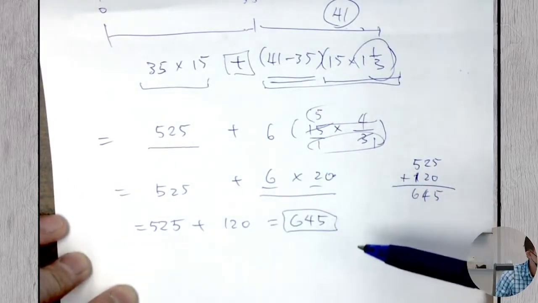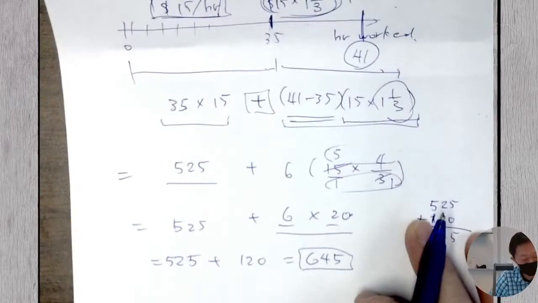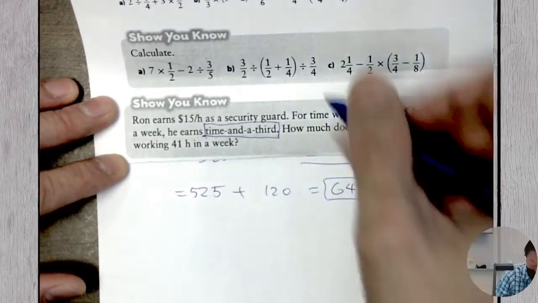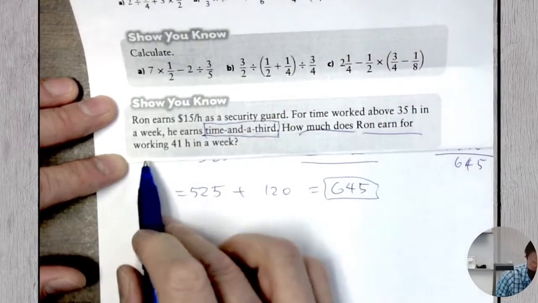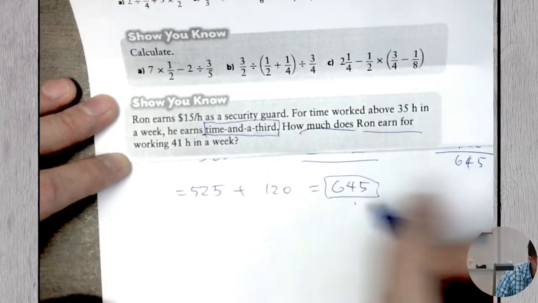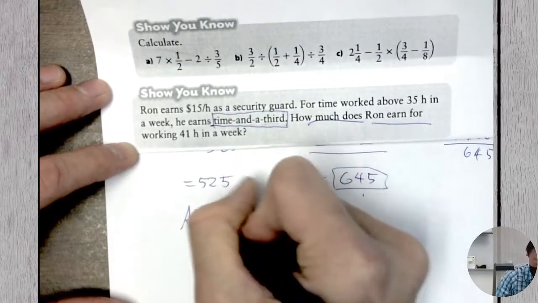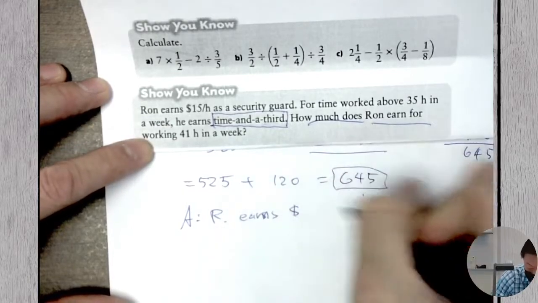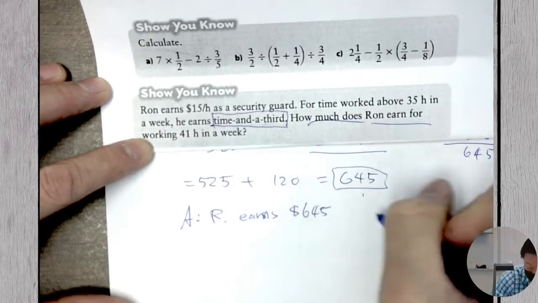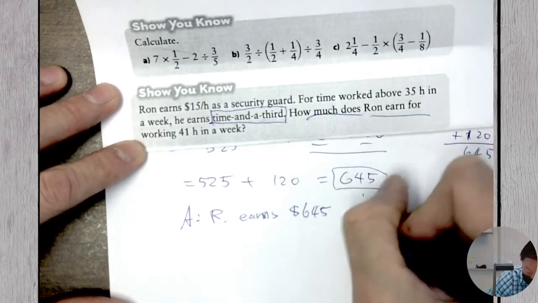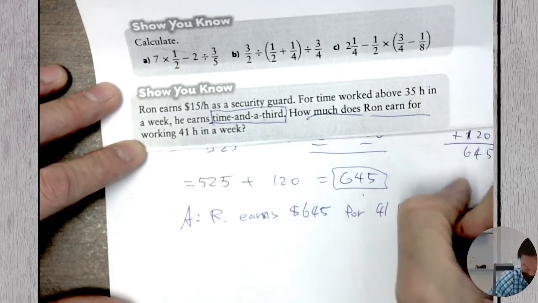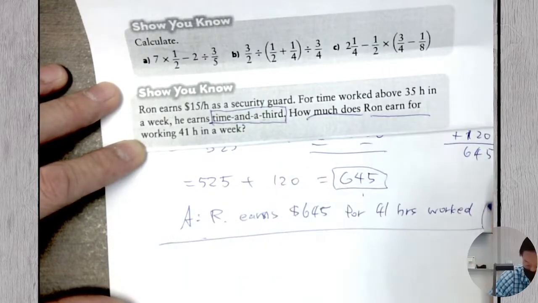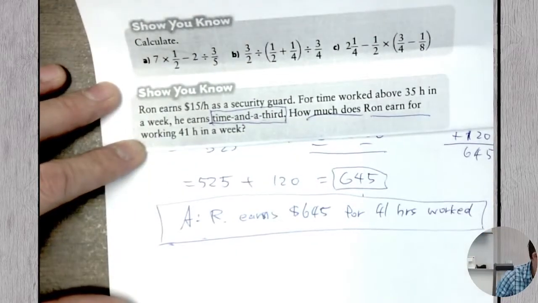That's not your answer yet. Let's go back to the question. The question is asking how much does Ron earn in a week. So that's the dollar amount. You can answer: Ron earns $645 for 41 hours worked. Box your answer, then that's your answer.